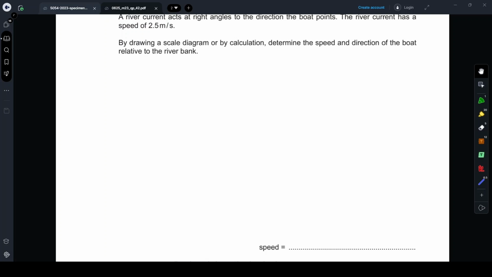So we have to calculate the speed. The resultant speed is like the hypotenuse of the triangle formed by the boat speed and the river speed. So we usually use the Pythagorean theorem, if I'm not wrong.